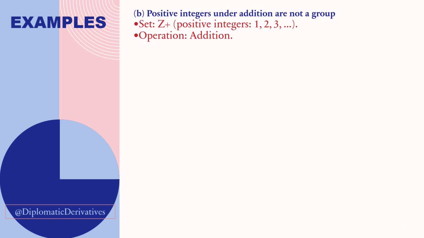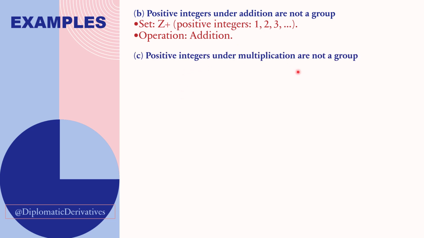Another example, this is one of the examples for which we have done a detailed video earlier as well. Positive integers under addition are not a group. So if something is not a group, we don't need to prove if it's abelian or not, because it's simply not a group, so it can't be abelian. The set is Z positive, the set of positive integers. The operation is addition. For a detailed video, you can check out one of the previous videos with the name of this group itself, where I have explained in detail why it's not a group. So make sure you check that.